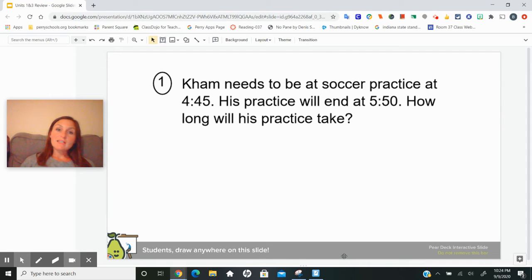Right, so now we're looking at an elapsed time problem. Okay, this is where we use those mountains, hills, and rocks to help us solve. So I'm going to go ahead and read this problem first.